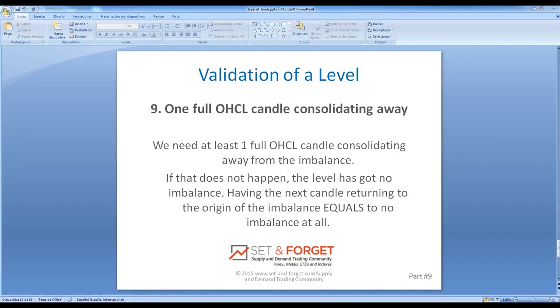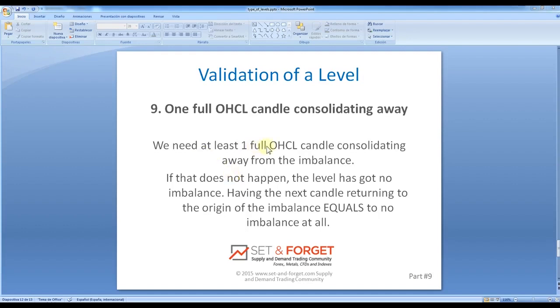There's another variable or enhancer that we need to apply in order to validate the departure of a level, the quality of a level, and that is one full OHCL (open, high, close, low) candle consolidating away from the origin of the imbalance. That is crucial for the set and forget rules.